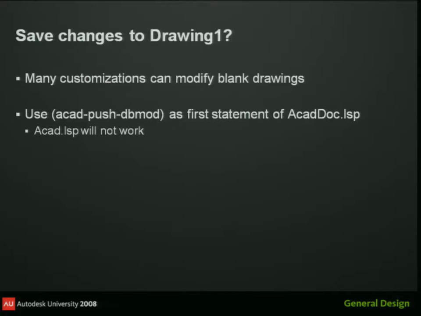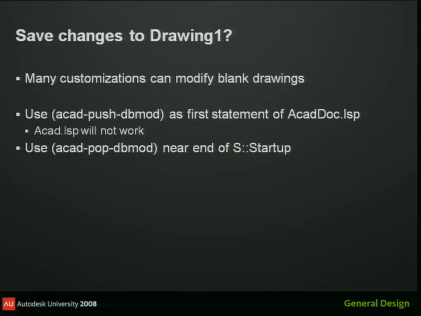Now this doesn't work in acad.lisp because that only loads when AutoCAD first starts. You want this to run every time a new drawing gets opened, so you want it in acad.doc.lisp. You want it to be the first function because the second you start modifying things, the database knows it's modified. So when acad.doc loads up first, it reads that and says, well, this drawing doesn't have any modifications yet. So it stuffs that 0 setting into a special location.